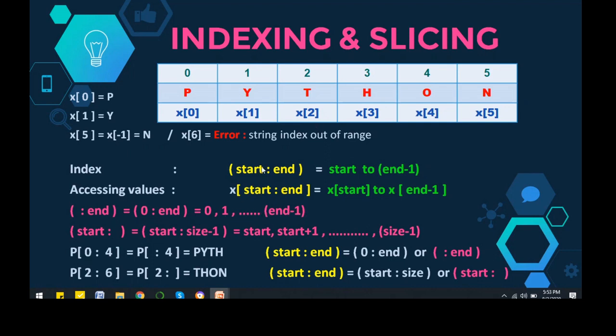So if I say I have to access the elements from 0 to 4, or if I have not provided 0 and have simply written it like this, it means the same, that we start from 0. But here this 4 will not be included, right? So the sequence will be 0, 1, 2 and 3, but not 4. 4 will be excluded. So the output will be PYTH, that we can see here, right?